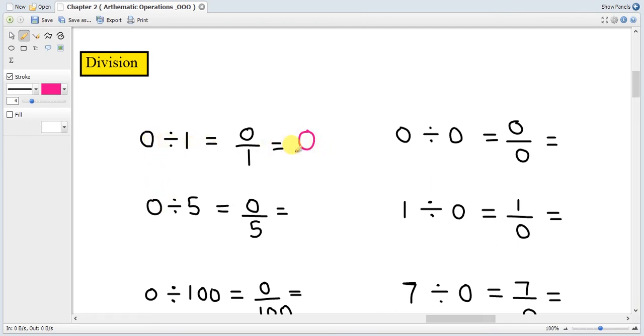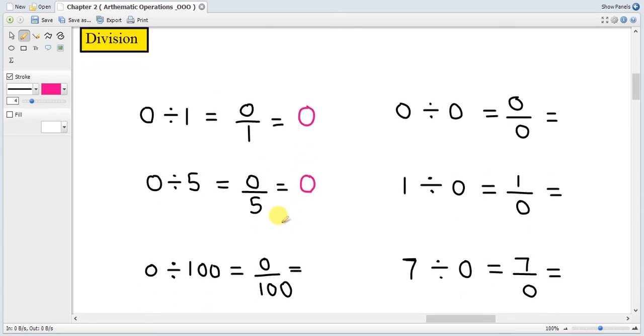So 0 over 1 is equal to 0. 0 over 5 is also equal to 0. 0 over 100 is again equal to 0. So from here we make a conclusion that if we divide 0 by any number, we'll get 0 in the answer, right?